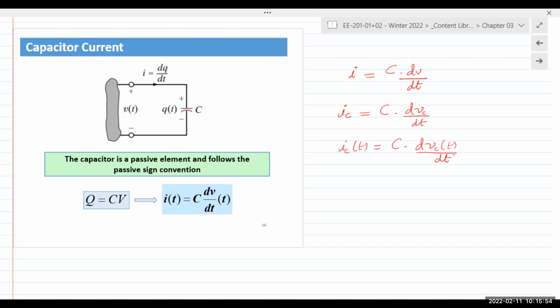Okay, it's basically the exact same equation as an inductor, where in inductor you had V is equal to L di over dt. Here it's flipped. I is equal to C dV over dt.